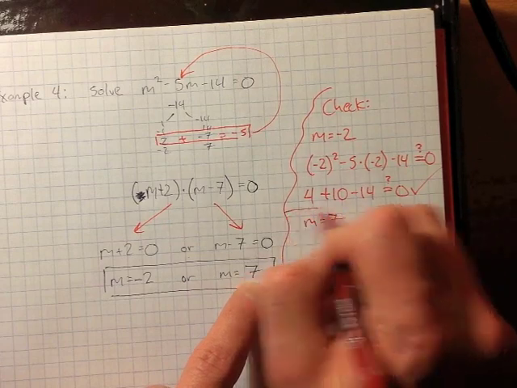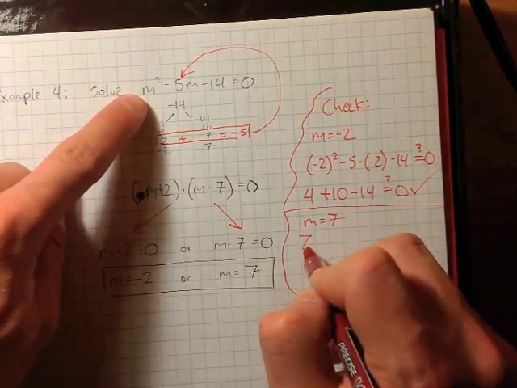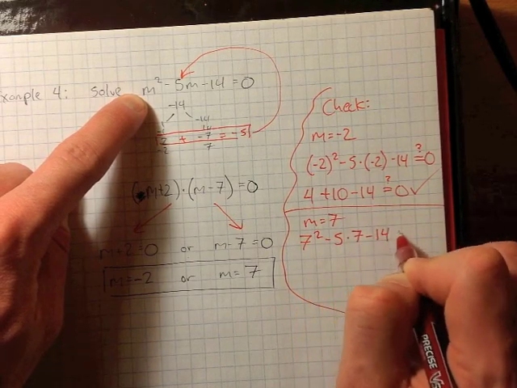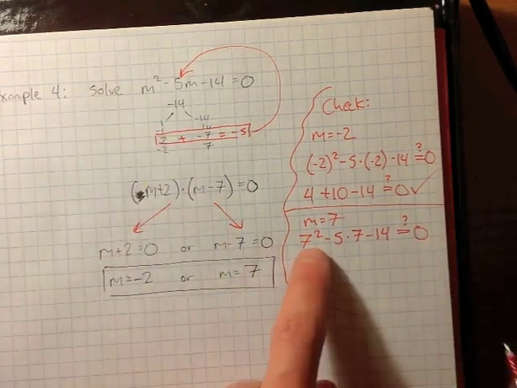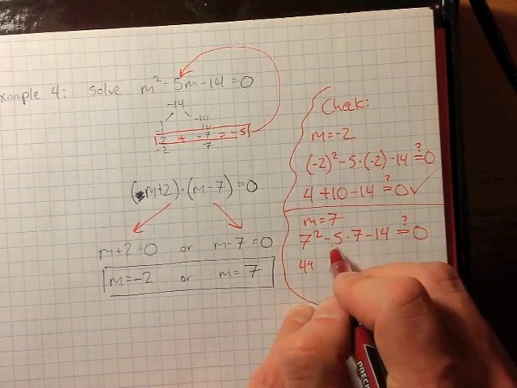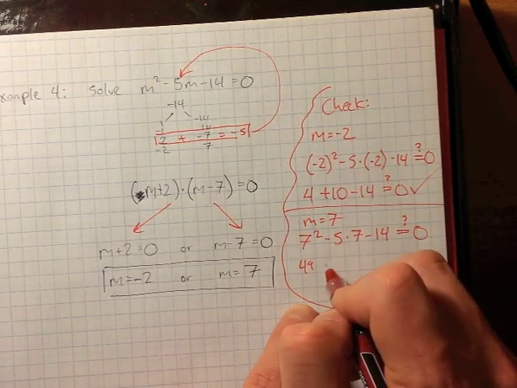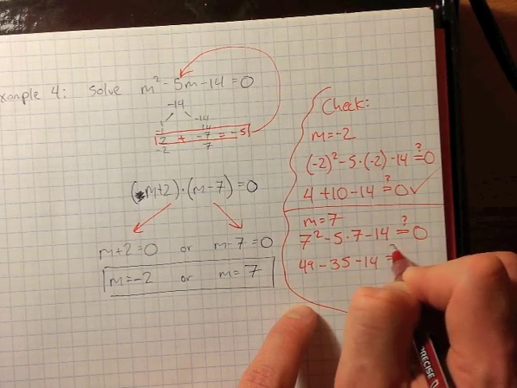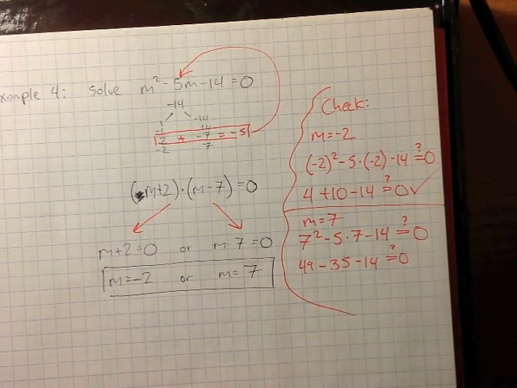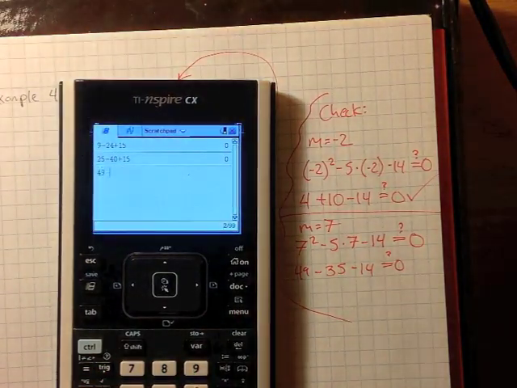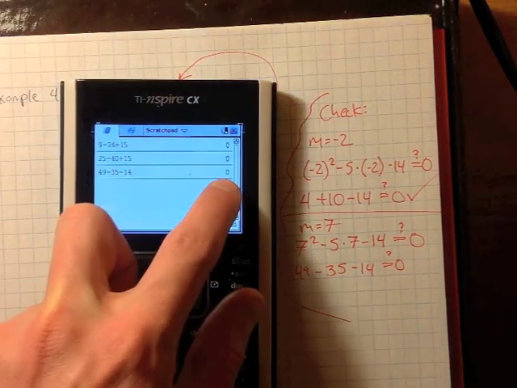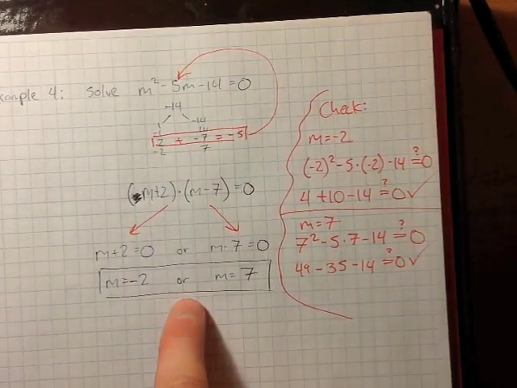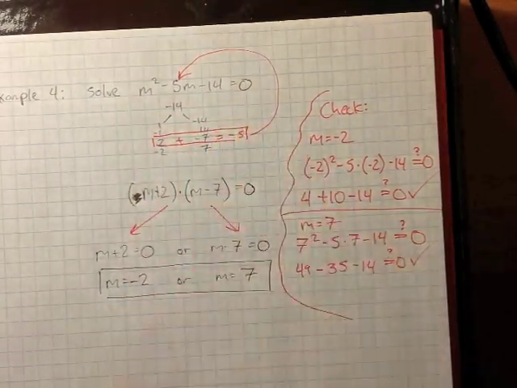How about m is 7? Let's check to see if that's true. 7 squared minus 5 times 7 minus 14. Is that equal to 0? Well, 7 squared is 49. -5 times 7 is -35. And then minus 14. Is that equal to 0? Let's check. 49 minus 35 minus 14. Yes, it is 0. This works out. So we solved that equation correctly.